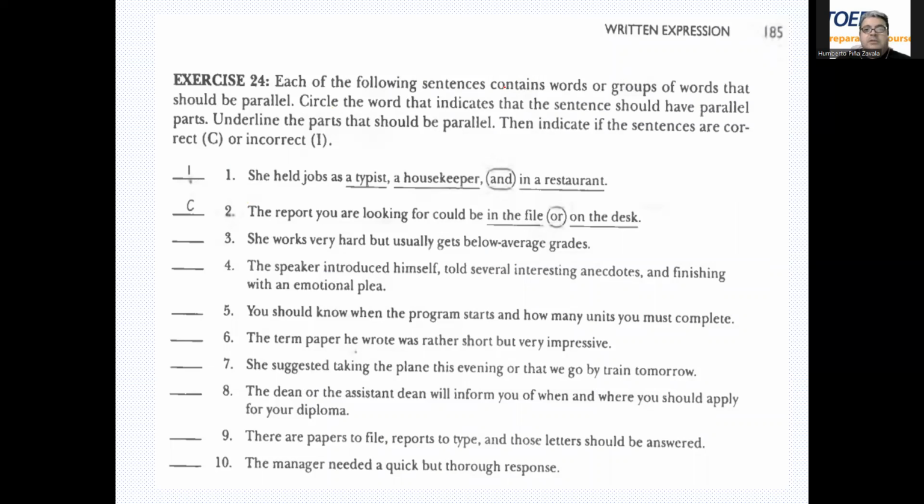All right, so let's do the exercise. Each of the following sentences contains words or groups of words that should be parallel. Circle the word that indicates the sentence should have parallel parts. Underline the parts that should be parallel, then indicate if the sentence is correct or incorrect. Number one says, she held jobs as a typist, a housekeeper, and in a restaurant. Here you can see the conjunction. But the problem here is we got an occupation, and then a place. So that's incorrect. It should be a typist, a housekeeper, or a waitress.